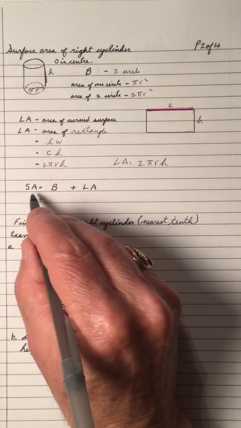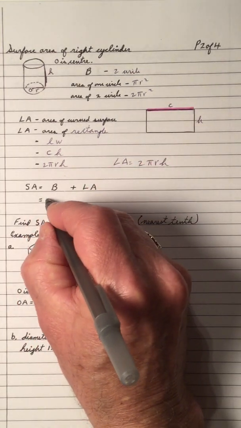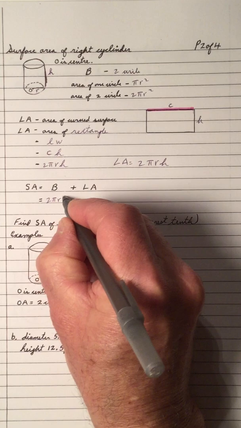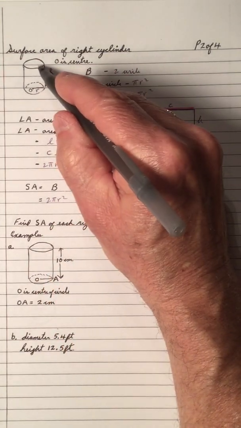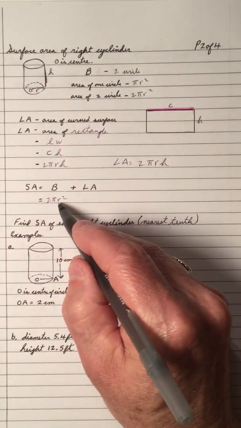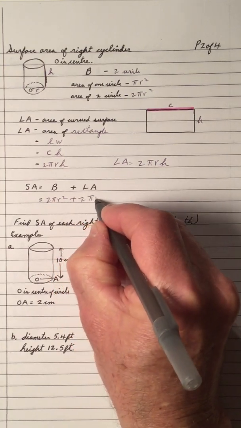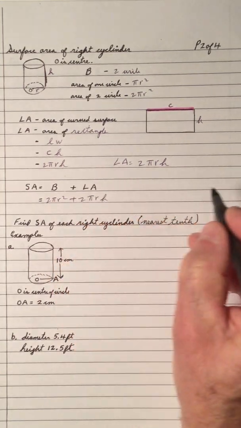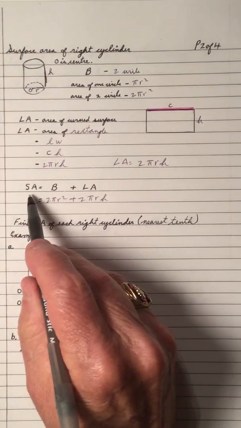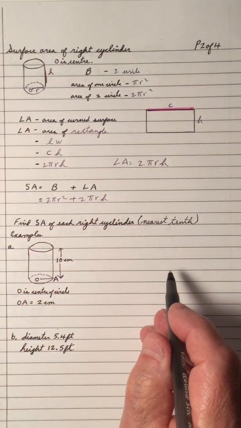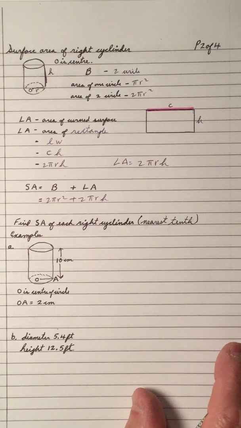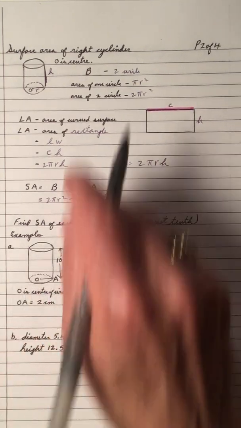So the surface area put together is the base area, which is two circles, the one on the top and the one on the bottom, and the lateral area is 2 pi r, which is your circumference, times your height. So there's the formula for the surface area of a right cylinder. And let's use that formula to work out these examples.